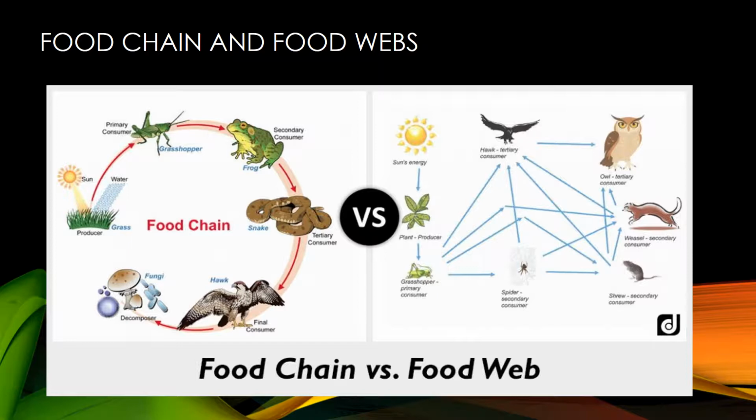Now let's talk about the food chain. A food chain is a series of events in which one organism eats another to obtain its energy. In the picture, we can see the grasshopper eating the grass, the frog eats the grasshopper, the snake eats the frog, and the hawk eats the snake. When the hawk dies, its body is eaten by fungus, and then the cycle repeats. In the food web, an organism may play more than one role. As you can see, each consumer has a role within our ecosystem.